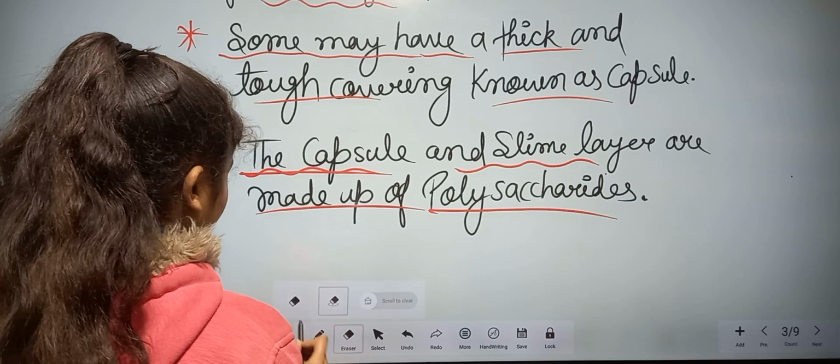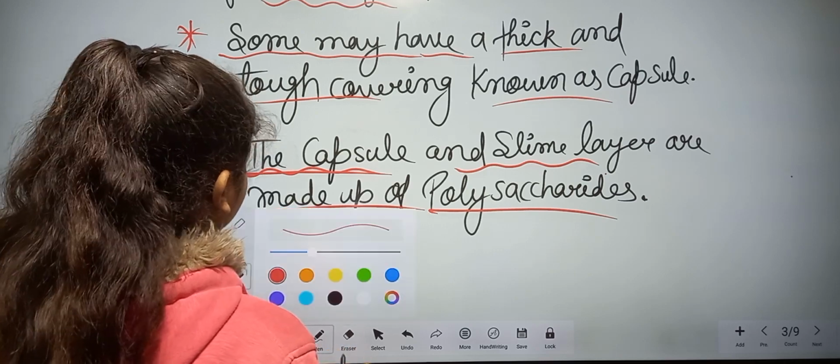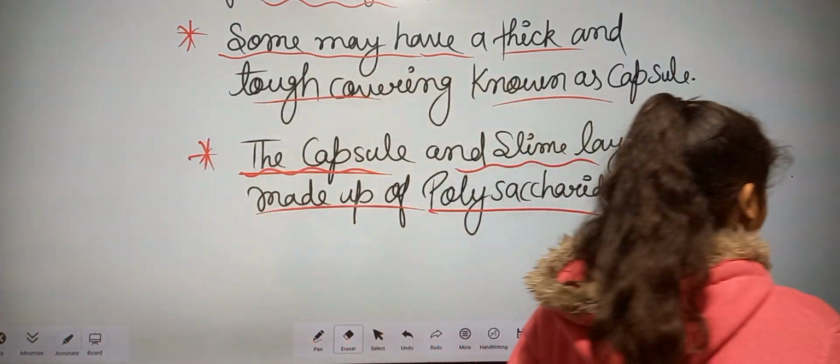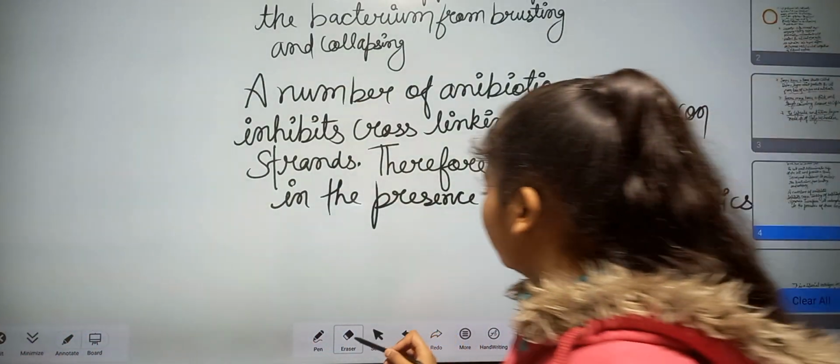I hope you understand all these points about the envelope of prokaryotic cells. So, move further.